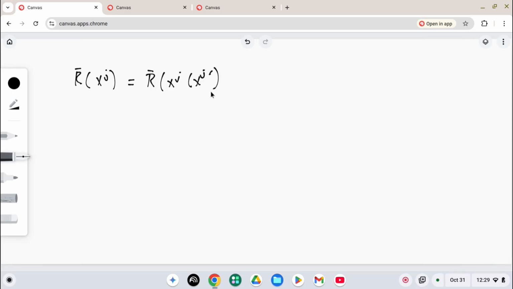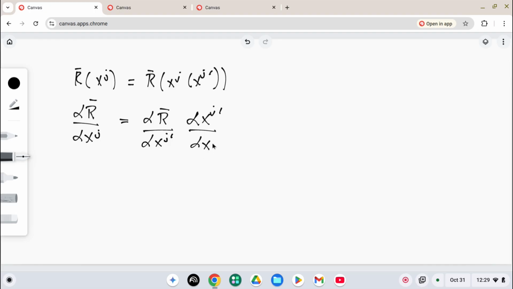J prime, right? So we have a compound argument here. If we take the partial derivative of this vector with respect to that coordinate, using the multivariable chain rule, we can write this like this. Okay? So this is equivalent to this because of the chain rule.